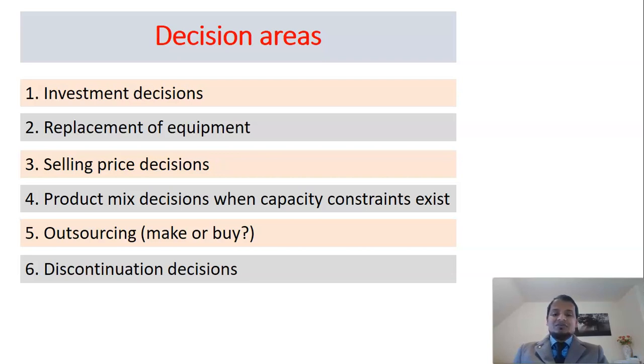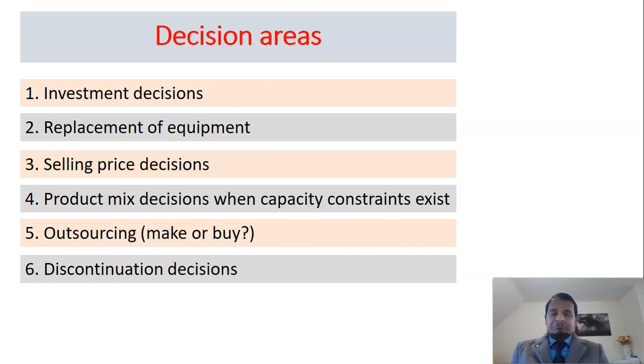Product mix decision when a capacity constraint exists. If we have some constraints, raw material constraints, labor constraints, or constraints of machine hours, then which product should we give preference, which product should we produce first? So these are decisions. Outsourcing, should we make or buy? Should we make the parts for producing the product, or should we outsource it? We should get it produced by someone else.